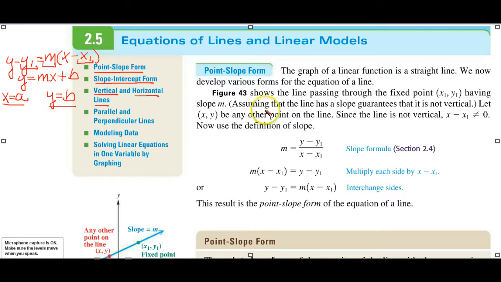So, what is the point-slope form of the linear equation in two variables? Well, we know that slope, this is the slope formula. If we multiply both sides by this, we end up with this formula. And if we put the y on this side and this on this side, we end up with the point-slope form. Now, again, what does it mean?